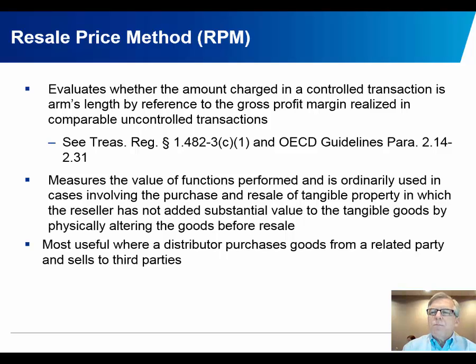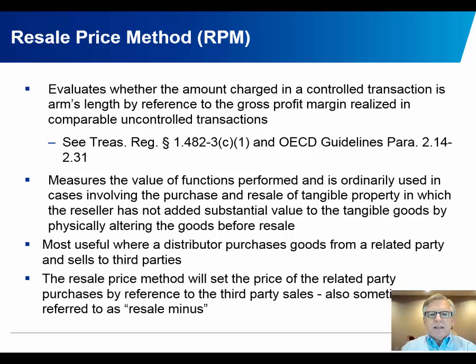Now, it's most useful when you have a distributor who's purchasing goods from a related party and sells to third parties. This way, you're looking at that profit margin over their sales. Sales have been made to third parties, so the denominator is not distorted at all by a transfer price situation. But maybe an example will make this a little bit clearer.